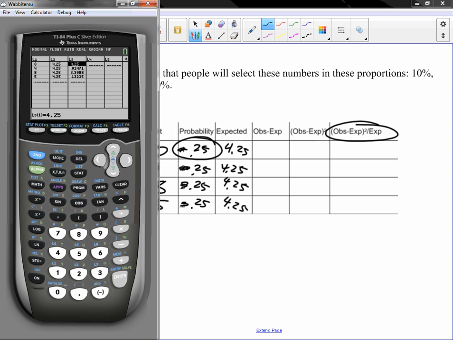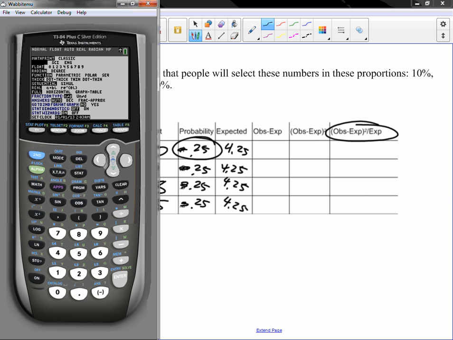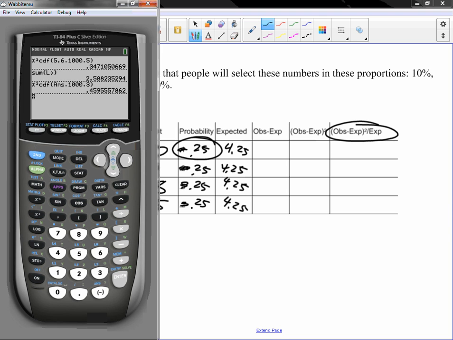Okay, so now I'm going to go to second list. Well, let me get out of here first. I need to get back to my normal screen. Second mode, quit. Second list math. I'm going to do math from a list, and I want to sum everything in L3. Okay, our chi-square statistic has changed significantly. Before it was 2.588, now it's 7.705.